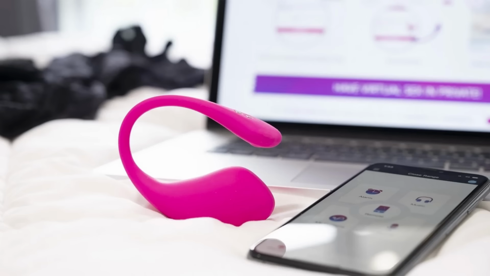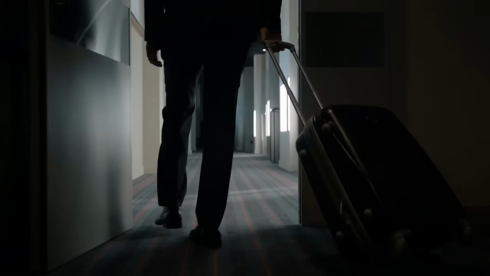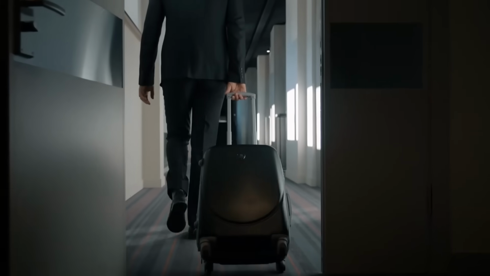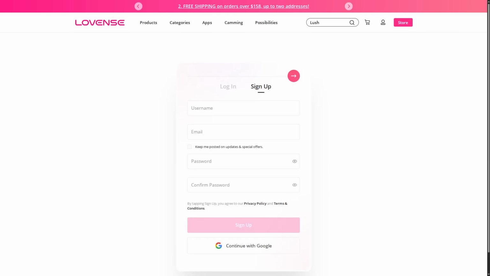Now, I can understand why someone might want a remote app-controlled vibrator. Maybe your husband is a traveling salesman and you want him to be able to buzz your bean while he's away on business. The part I can't quite wrap my head around, though, is why Lovense forces all users of these toys to sign up with an email address.